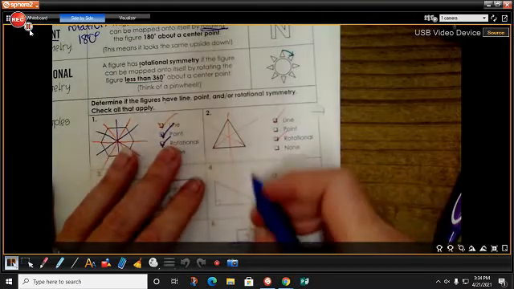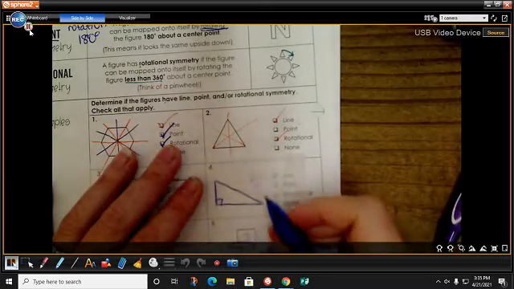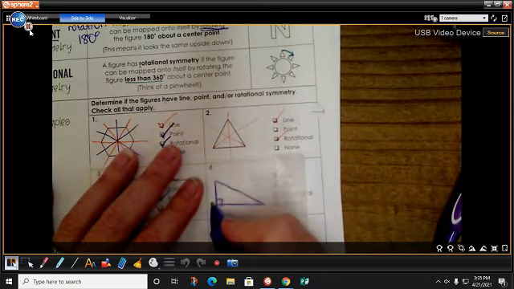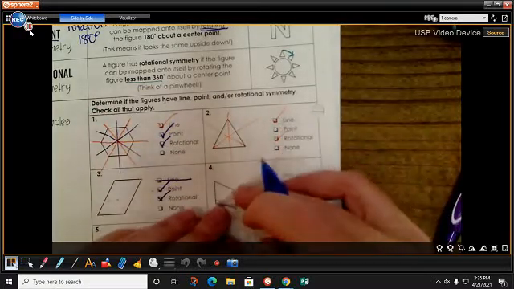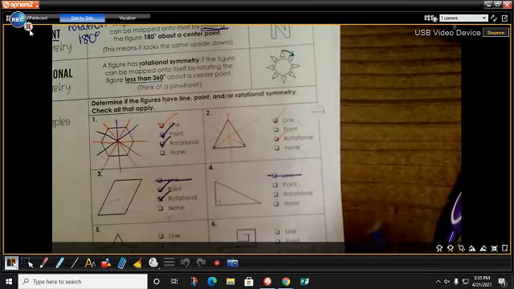For this triangle here, try tracing you out here. Got this right angle. Let's see, line symmetry. Well, I can't fold it this direction. What if I folded it this way? No, because that doesn't match up here. No, it doesn't look like I have line symmetry here.